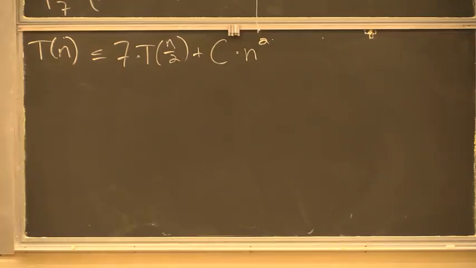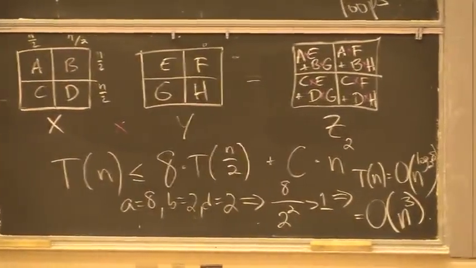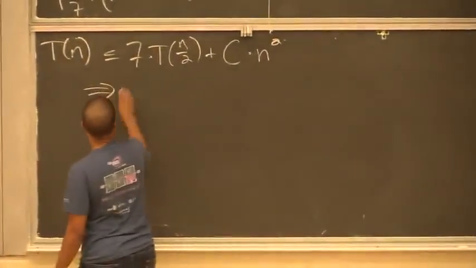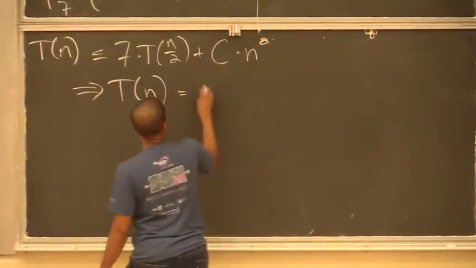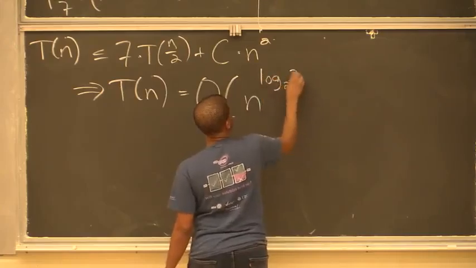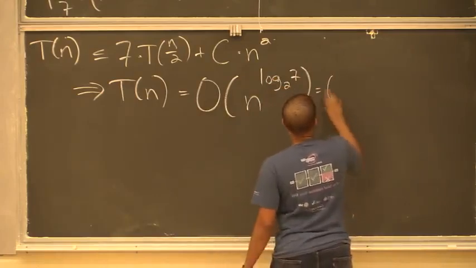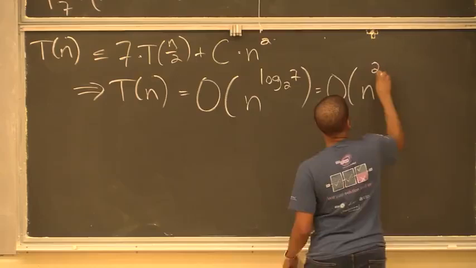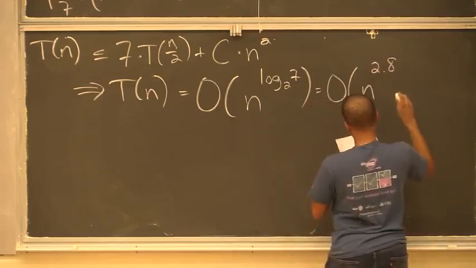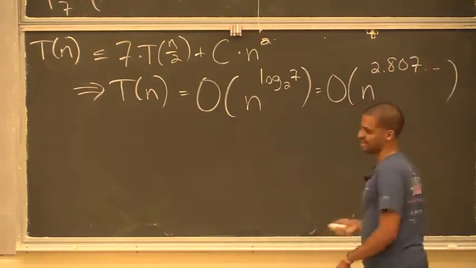Instead of 8 over 2 squared, it's going to be 7 over 2 squared. That's still bigger than 1. So we're still in the pink case of the master theorem. So this implies that T of n is big O of n to the log base 2 of 7, which if you plug into a calculator is big O of n to the 2.807 something. Okay? Anyway, it's better than n cubed.